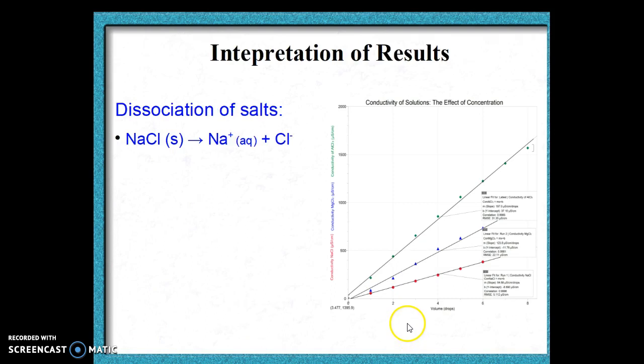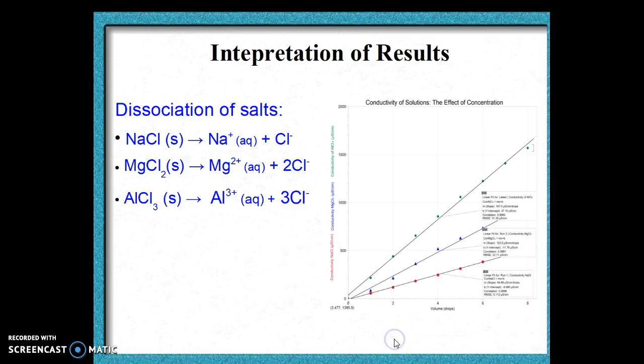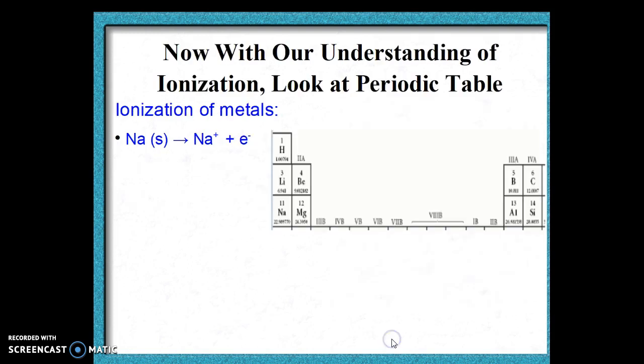We then interpret the results with a dissociation equation showing the solid sodium chloride breaking up into aqueous sodium and chloride ions, then the magnesium chloride breaking up into magnesium and 2 chloride ions per magnesium, so that's a higher number of ions, higher conductivity, and the aluminum chloride breaking up into a total of 4 ions in the water. And of course the conductivity would be highest for any given number of drops.